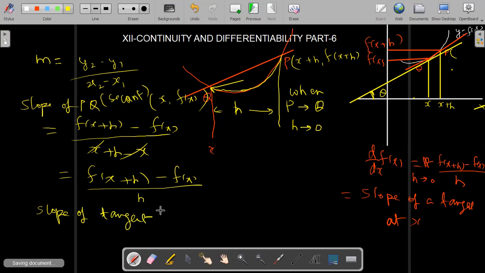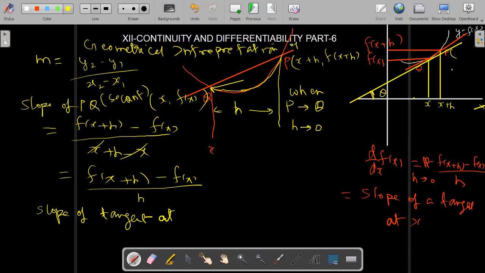Are you understanding it? Slope of tangent. This is the geometrical interpretation of differentiation, the geometrical interpretation of derivative. Geometrically, derivative is the slope of the tangent at that point.